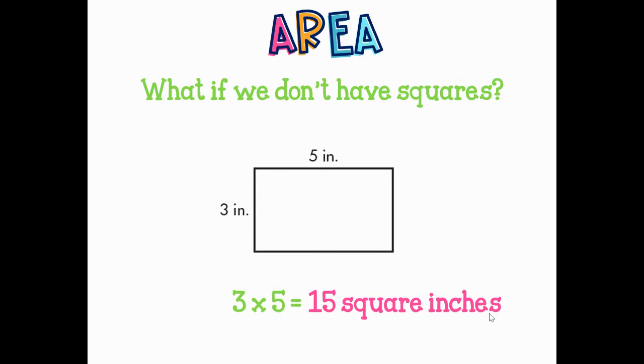And I say inches this time because notice that the side lengths are labeled in inches, 3 inches by 5 inches. You could say 15 square units, but it wouldn't be as specific as saying 15 square inches. That helps the person reading your problem know, oh, they were measuring with a ruler in inches.